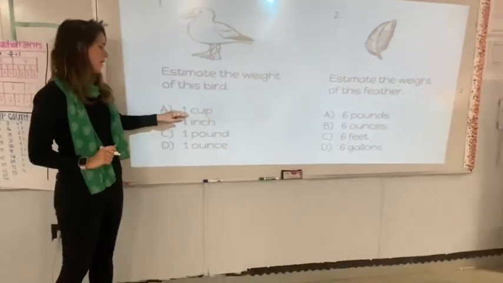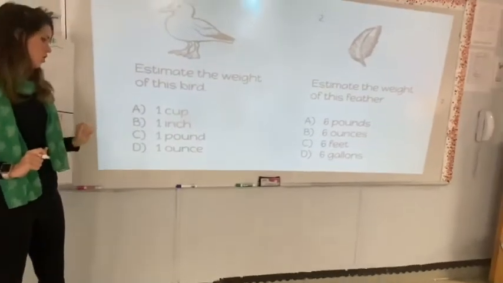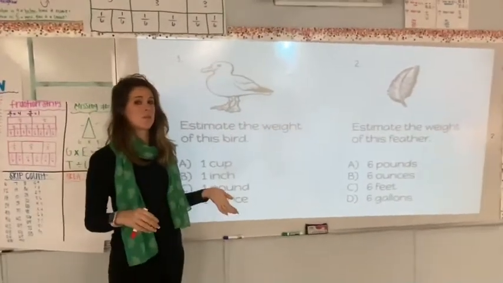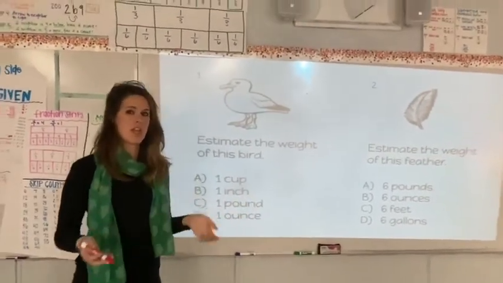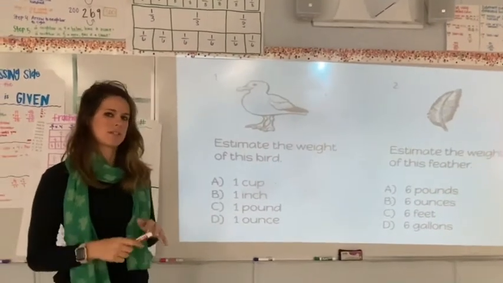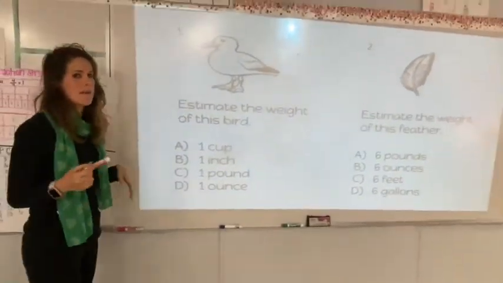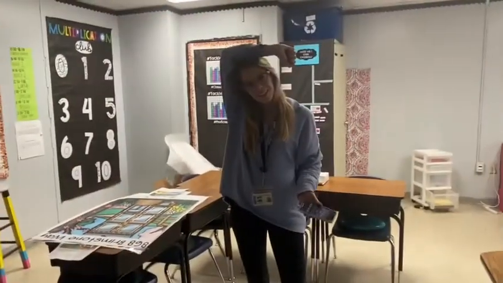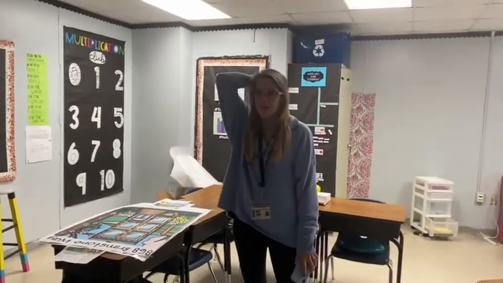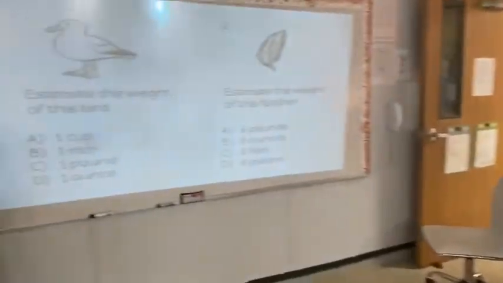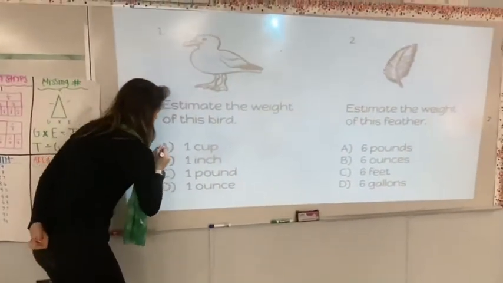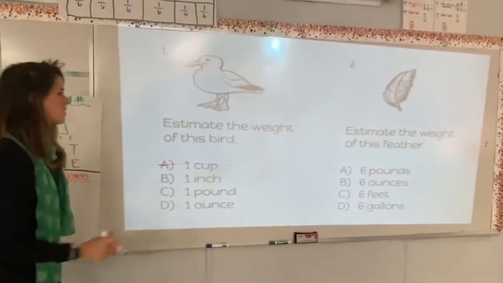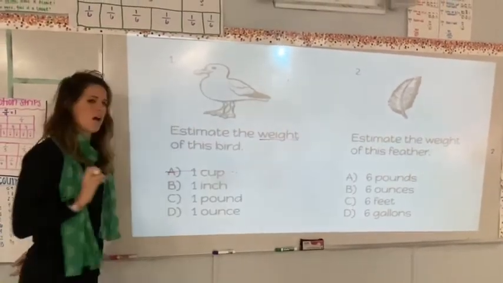Do we think it is 1 cup, 1 inch, 1 pound, or 1 ounce? And I know that we can use some reasonability so we can think through which answers automatically wouldn't make sense. Can anyone think of one that does not make sense? Miss Allen. A cup. Why does cup not make sense? Because you use a cup to measure liquid. I use a cup to measure liquid, so I would be measuring capacity. So I'm taking out 1 cup. Can I think of anything else that doesn't make sense to measure the weight of this bird?